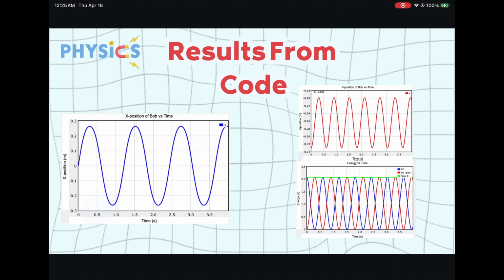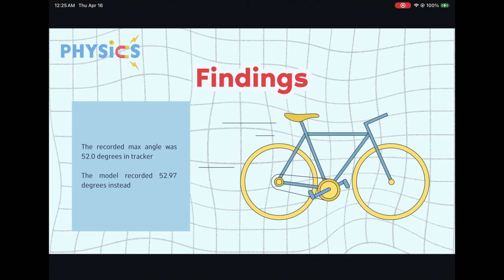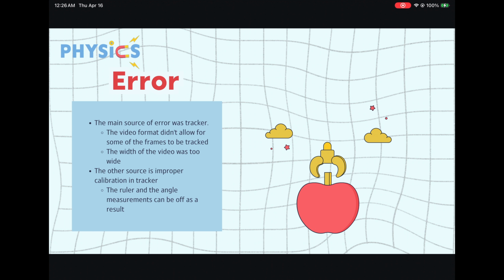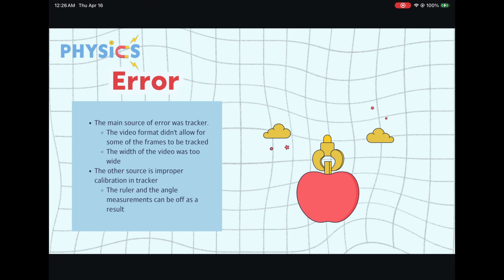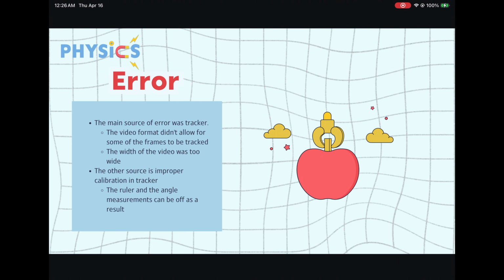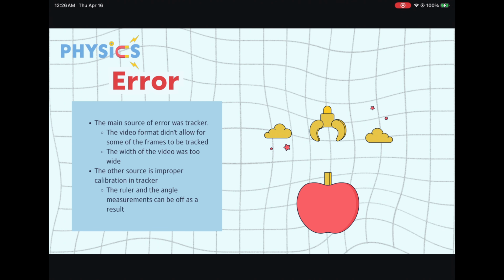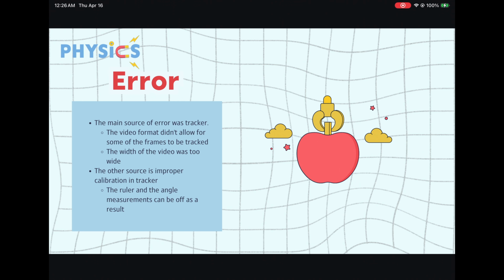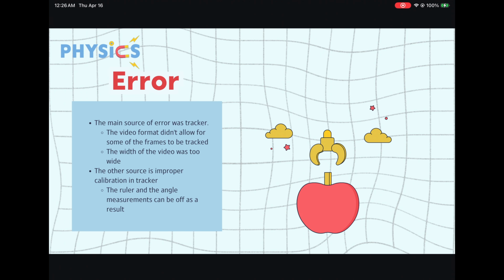Our findings: the max recorded angle was 52 degrees in Tracker, and 52.97 degrees in the model. Sources of error, as mentioned: Tracker was very difficult to work with here. The video format didn't allow some of the frames to be tracked, and the width of the video is too wide. Other sources of error include human error due to calibration, which could cause improper ruler measurements and angle measurements as well.